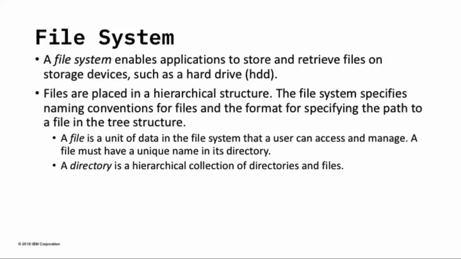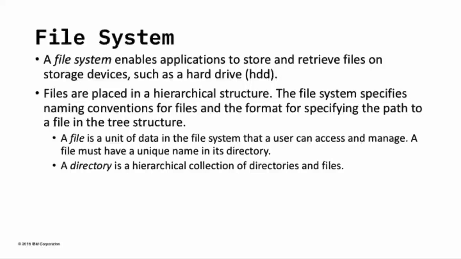Just for definition's sake, a file is a unit of data in the file system that a user can access or manage. So a picture file is one file. It might be a JPEG or it might be a PNG file, but that's what we consider a file. And every file has to have a unique name in its own directory.